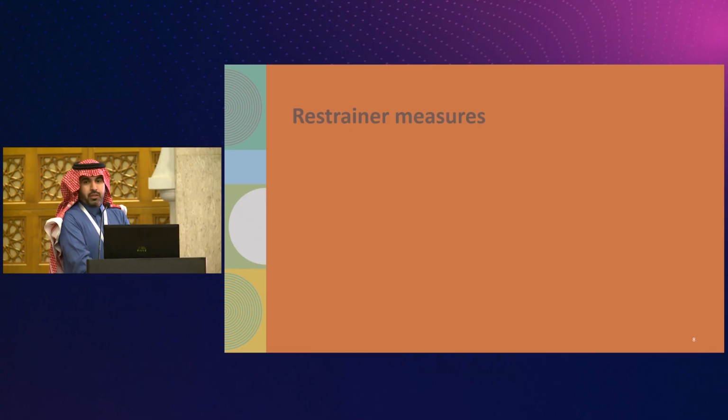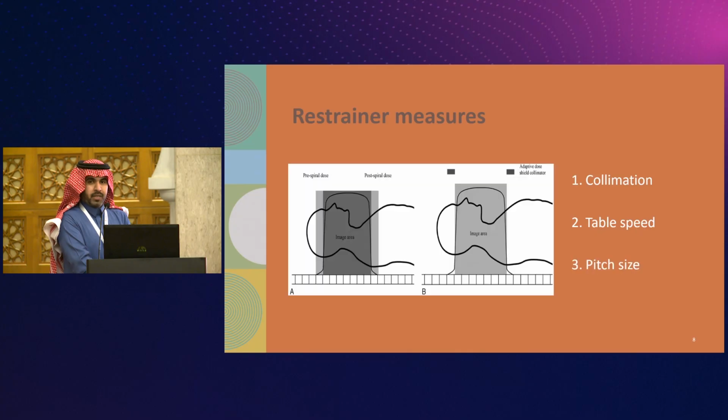Restraining measures. Does anyone know any restraining measures that we can use in CT? Collimation. That's one of the restraining measures. Collimate. Always collimate. You don't need to go 1 centimeter above the area that you need to image. 1 centimeter will make a huge difference in dose reduction. Table speed and the pitch size as well.